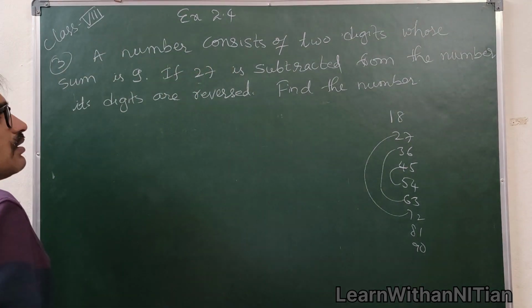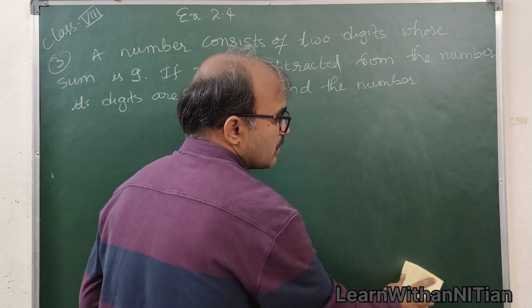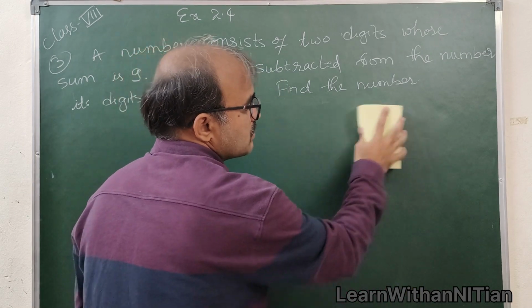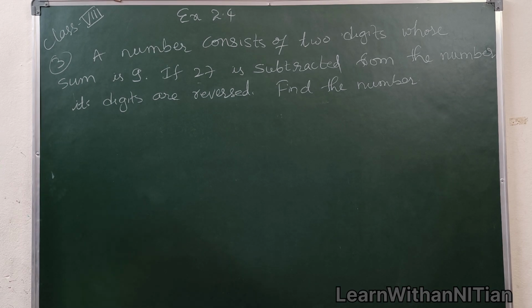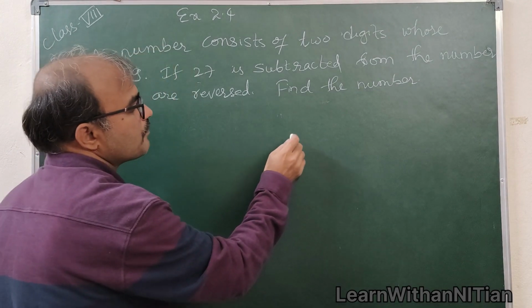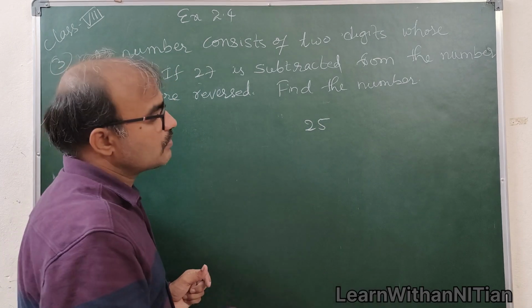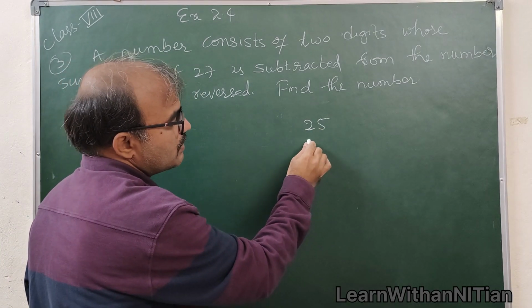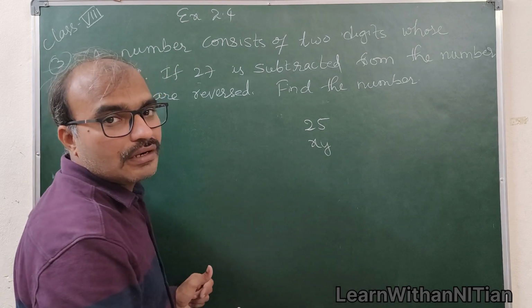But to solve this problem by using linear equations, as per the lesson, we have to use some technique here, right? So let us consider a number 25, and if we consider two variables for this, xy, if you write like this, it is a big blunder.